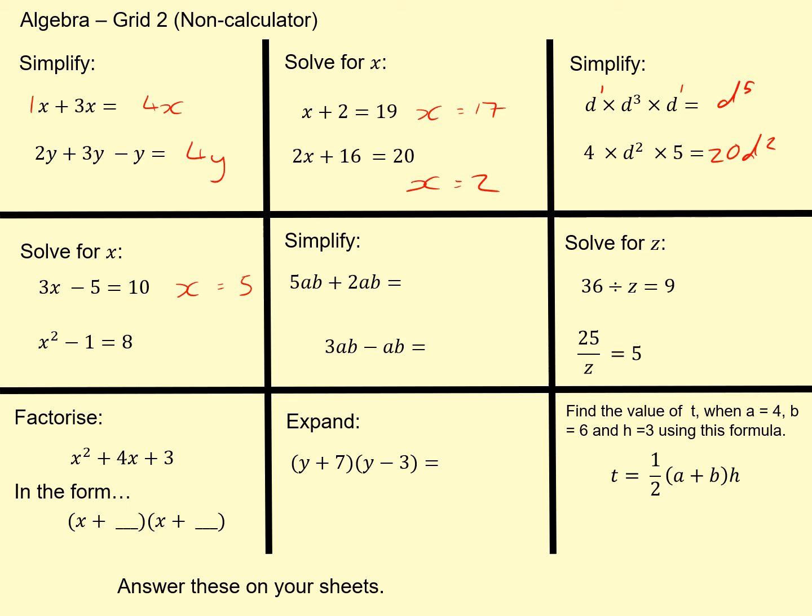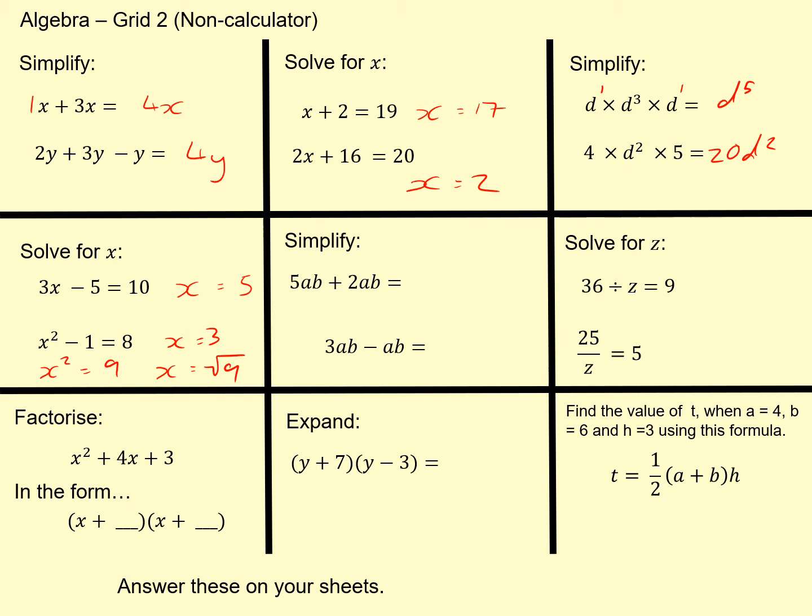The next one, it's a bit of an odd one. It says x squared minus 1 equals 8. Well, working backwards, 8 add on the 1 is 9, so what we do know is that x squared equals 9. Same as saying x equals the root of 9, so x equals 3.